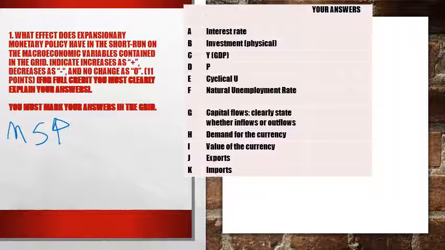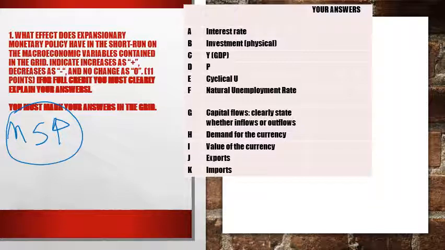1, the central bank could have decreased the minimum reserve requirement ratio. 2, decreased the discount rate. 3, the central bank could buy treasury bonds from the depository institutions. Anyway, so money supply increases.